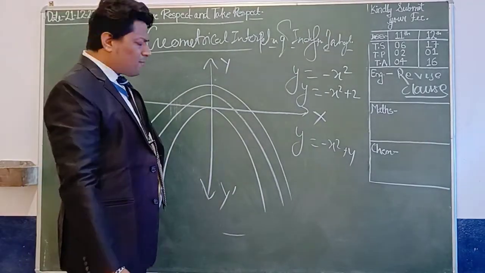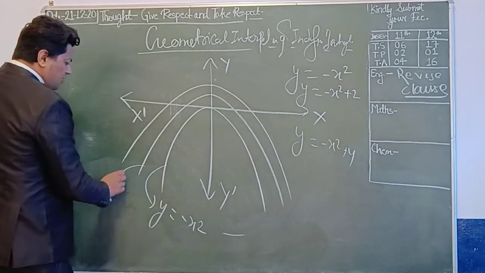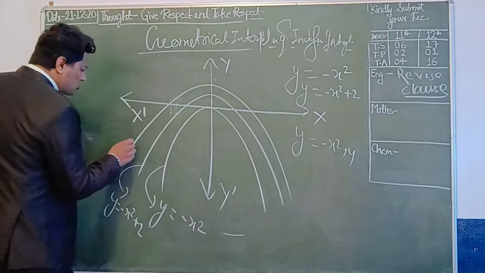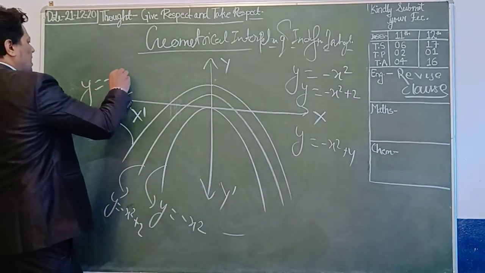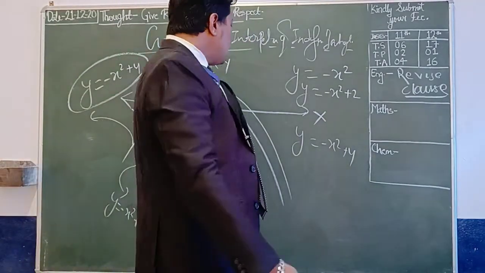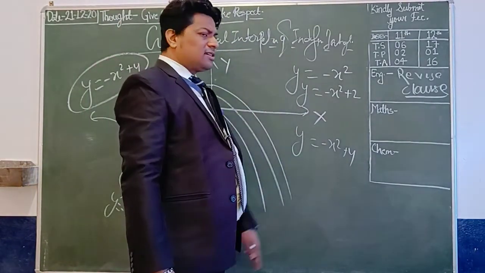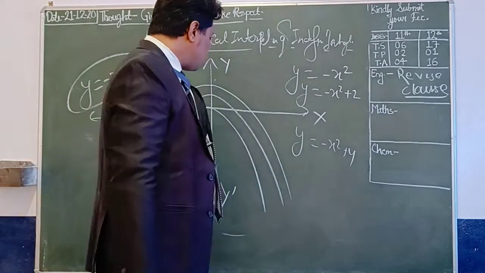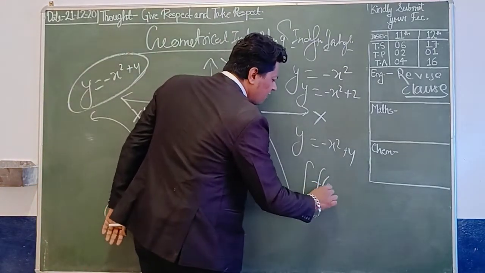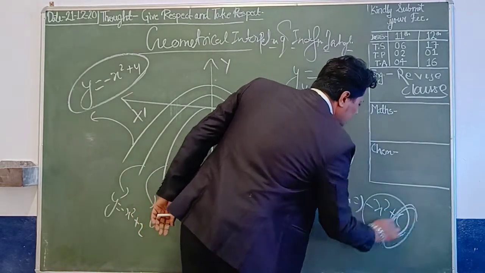So here you are getting y equal to minus x square, here y is equal to minus x square plus 2, and here y is equal to minus x square plus 4. What is the meaning? After integration of f(x) dx, you are getting the value minus x square plus c. Here, this is the c.